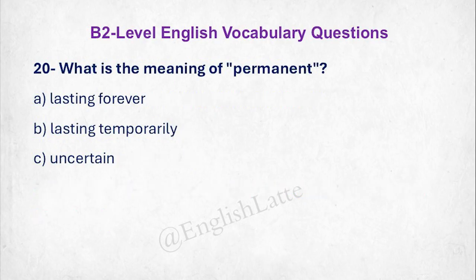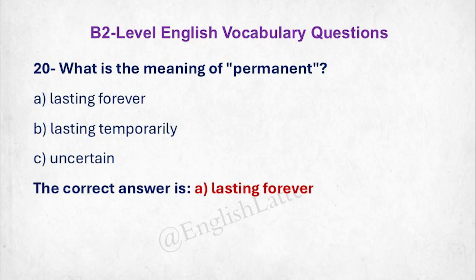20. What is the meaning of permanent? Lasting forever, lasting temporarily, uncertain. The correct answer is A. Lasting forever.